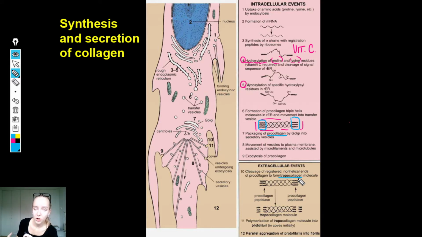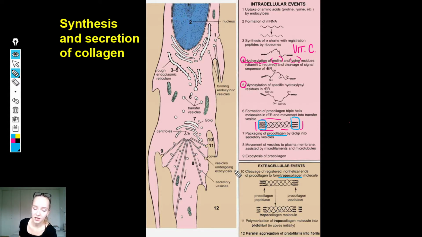So, tropocollagen is released from the cell, in the form of vesicles, and it's able to polymerize. Polymerization occurs near the cell, in such cell invaginations. For example, here, 10 and 11, tropocollagen can polymerize right here.